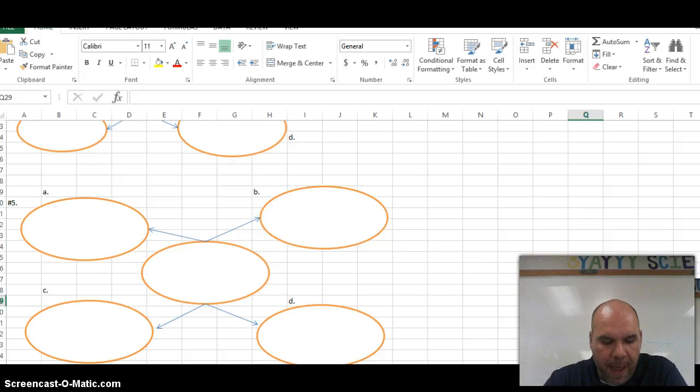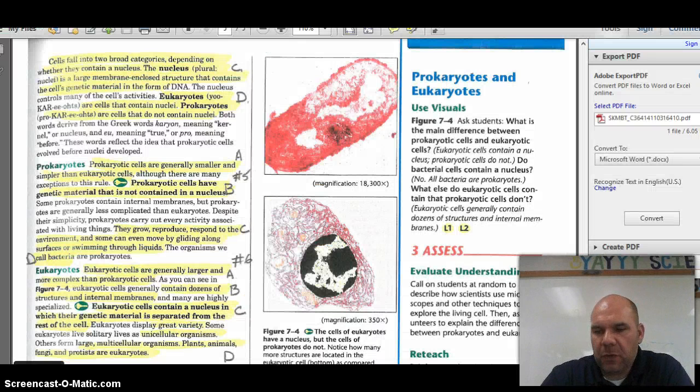Okay, next concept map. We're going to start concept map number 5, and our main concept we're going to talk about involves prokaryotes. As we mentioned, prokaryotes are kind of unique. The things that define them make them unique compared to eukaryotes. So prokaryotic cells are generally smaller and simpler than eukaryotic cells. So for bubble A, we know that prokaryotes are generally smaller and simpler compared to eukaryotic cells. For bubble B, prokaryotic cells have genetic material that is not contained in the nucleus.